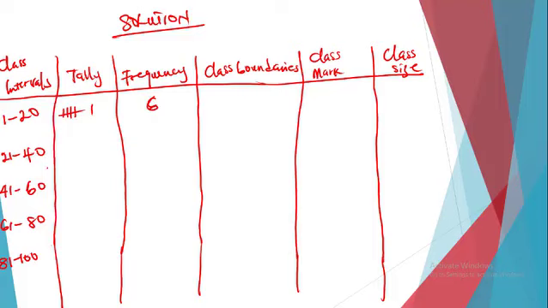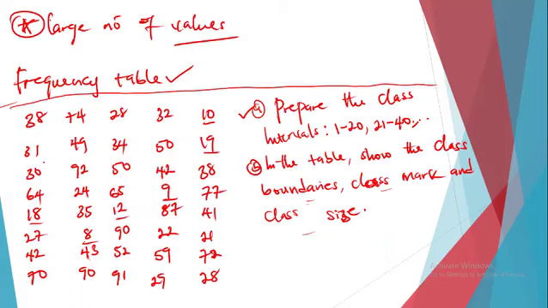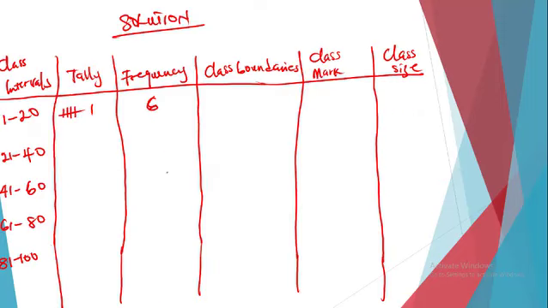Then we have 21 to 40. 21 to 40, we have 1, 2, 3, 4, 5, 6, 7, 8, 9, 10, 11, 12, 13, 14. There are 14 of them. So we write down 14. Here we have the tally: 1, 2, 3, 4, 5, 1, 2, 3, 4, 5, 1, 2, 3, 4. 14.